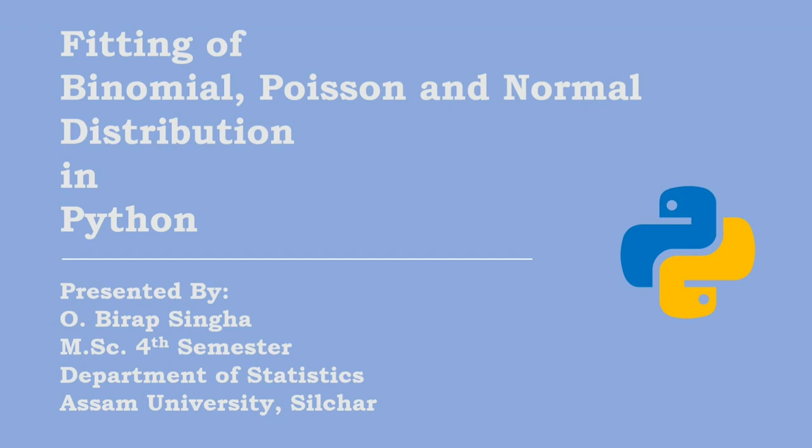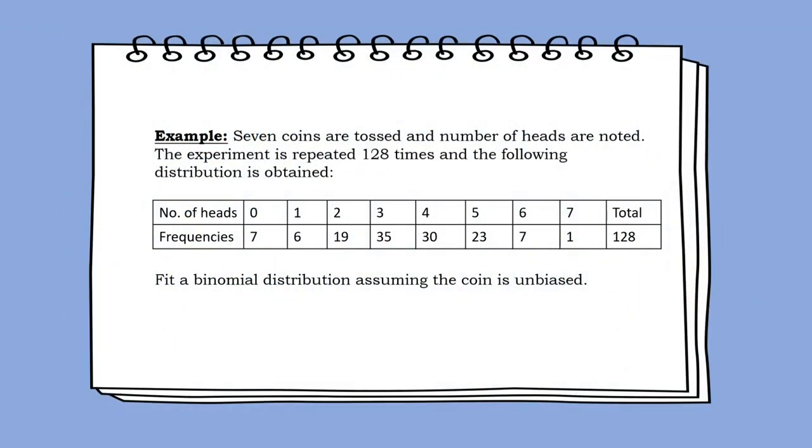In this video, I am going to discuss how we can fit binomial, Poisson and normal distribution in Python. So without further delay, let's start. Example: 7 coins are tossed and the number of heads is noted. The experiment is repeated 128 times and the following distribution is obtained. The data is given below. Fit a binomial distribution assuming the coin is unbiased.